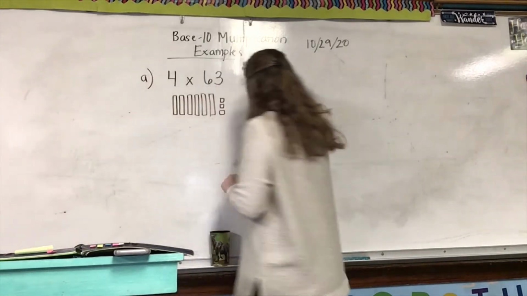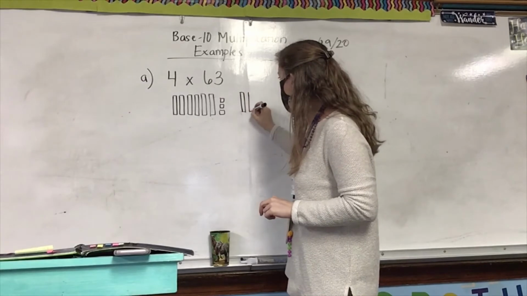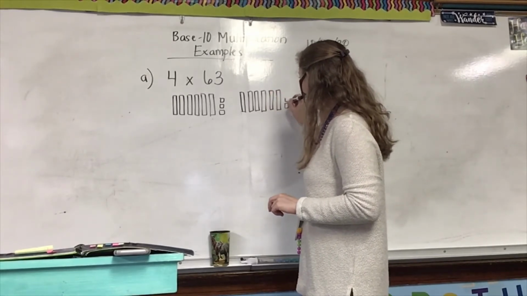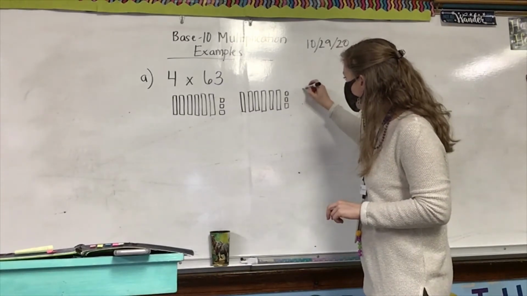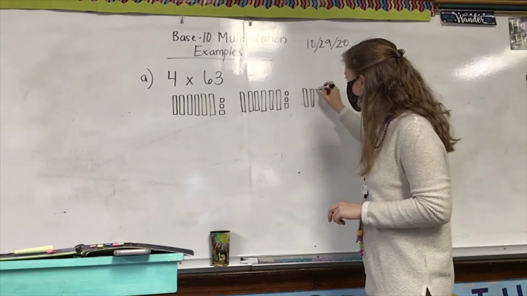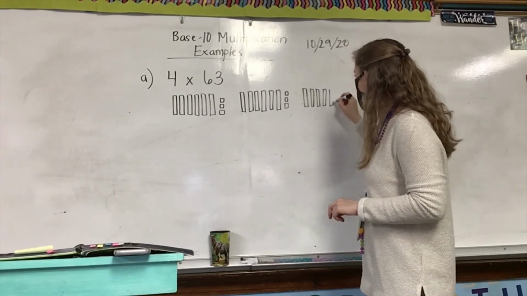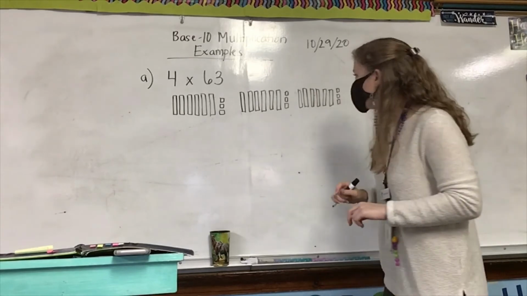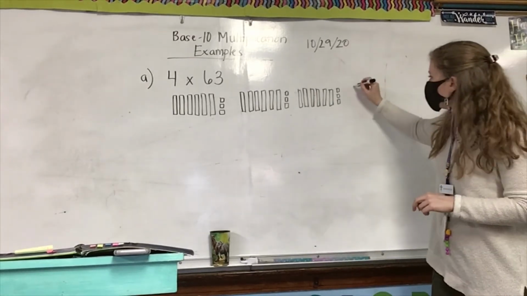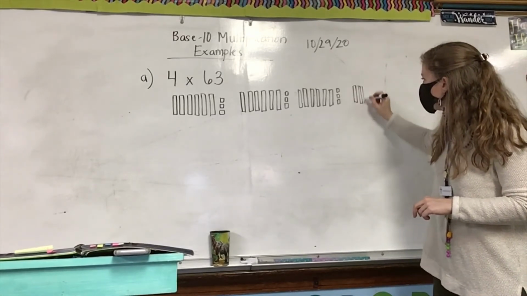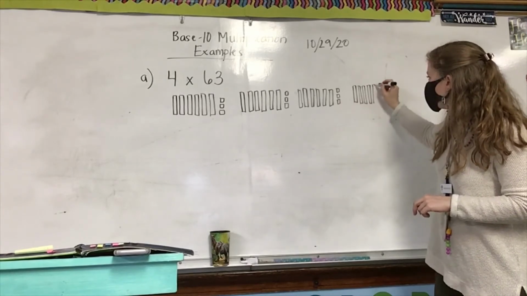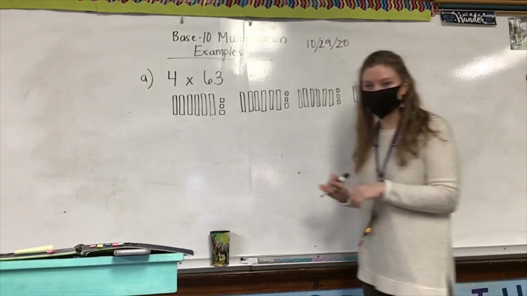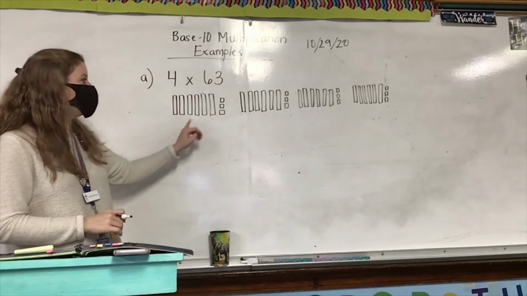So I've got 1, 2, 3, 4, 5, 6, 3. There's my second 63. There's my third 63. And there's my fourth 63. So I've got 63 and I've got it 1, 2, 3, 4 times.